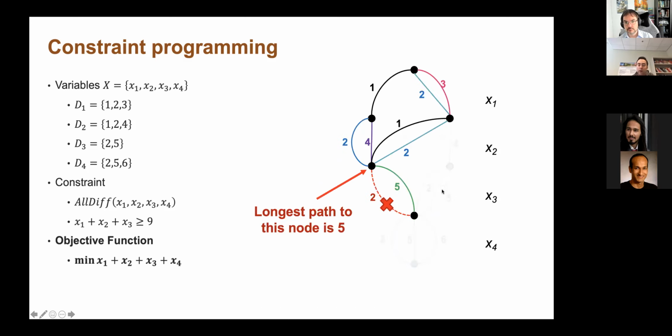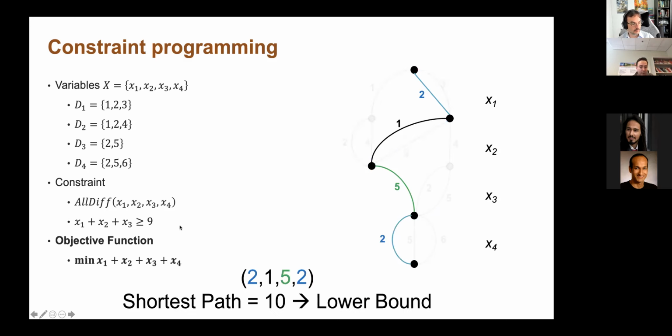But we can do even more. Suppose we were to split here. Well, if you take the longest path to this node, it's 5. I know that x1 plus x2 plus x3 has to be greater than or equal to 9. And so if I add a 2 to that and I go down, I'm never going to be able to make it up to the 9. So you can remove that value. Again, assuming I made no mistakes in the calculations.